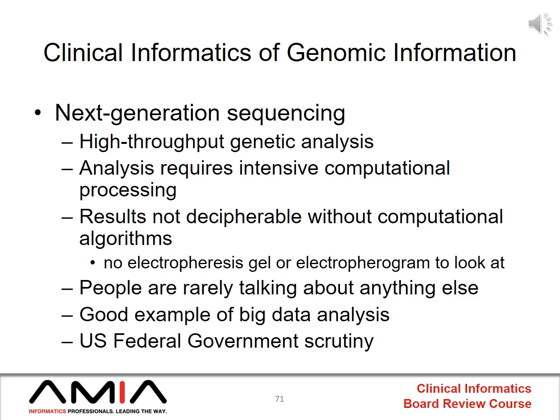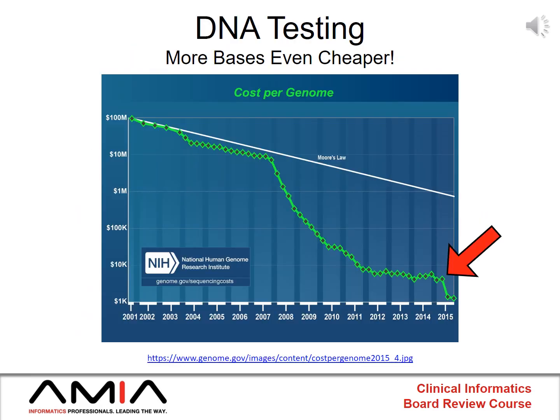Next-generation sequencing is extremely high-throughput genetic analysis, and it differs from almost every other kind of laboratory testing in that it is absolutely dependent on intensive computational processing. The interpretation of next-generation sequencing data is a good example of big data analysis, and genomic information is coming under increasing United States federal government scrutiny.